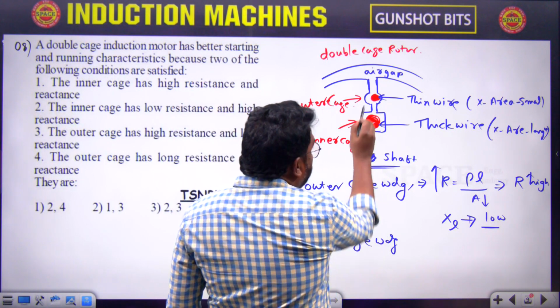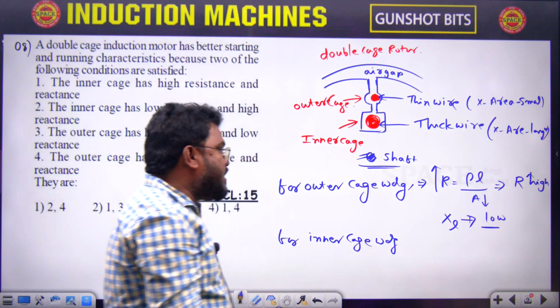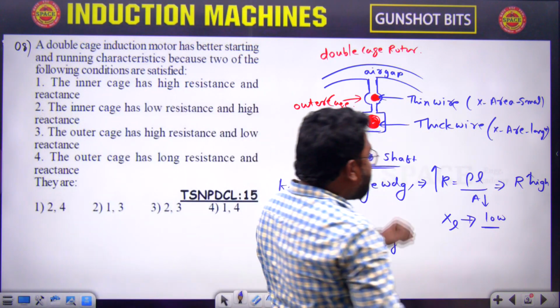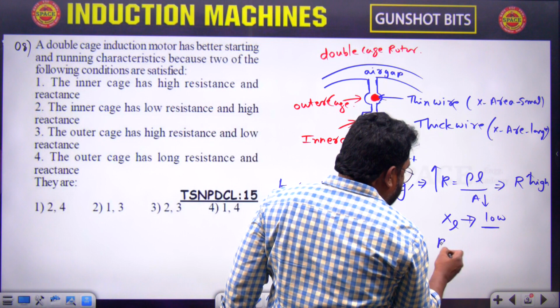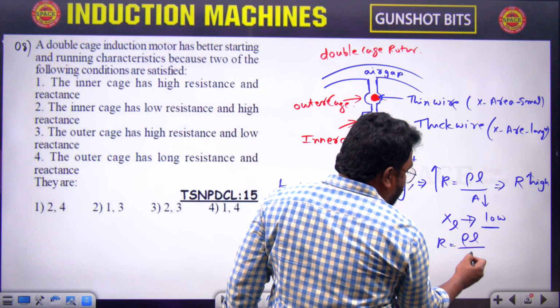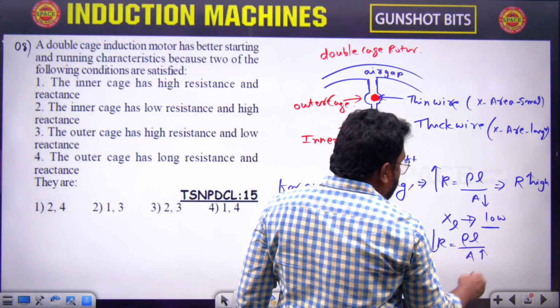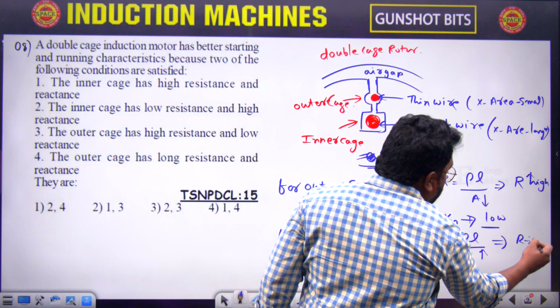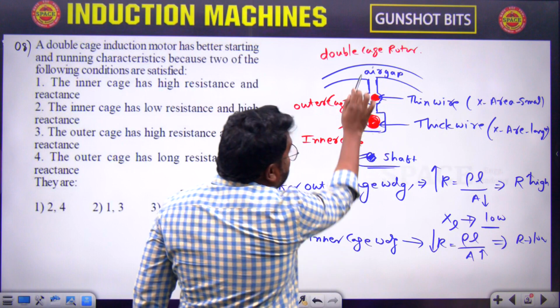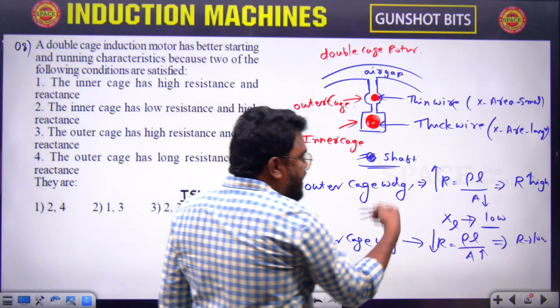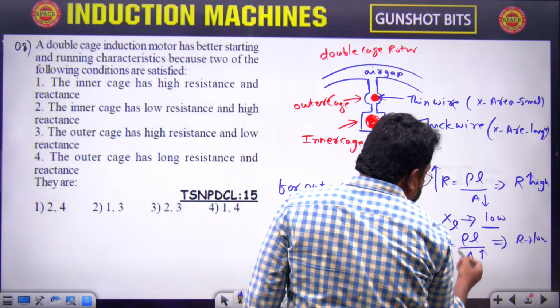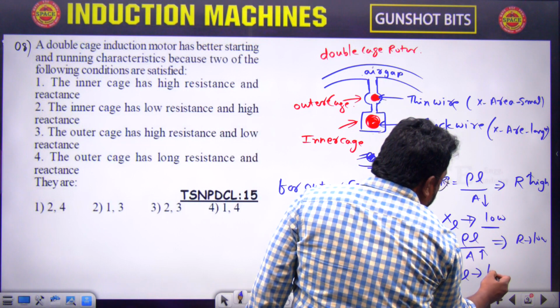Now the outer cage is nearer to the air gap, so here it is designed with a thick wire. Therefore R is equal to rho L by A. When the area is large, the resistance parameter will be reduced. So that's why this resistance is low, and the inner cage, which is far away from the air gap, has high leakage flux, so the leakage reactance has a high value.